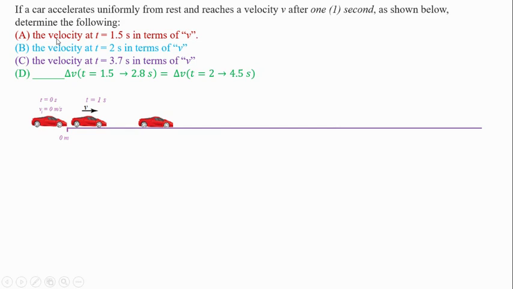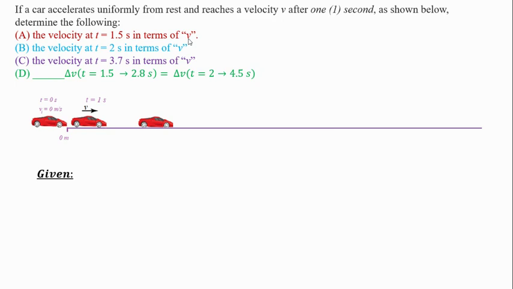It says here in part A, find the velocity at t equals 1.5 seconds. So essentially it's saying find the final velocity at 1.5 seconds, except express your answer in terms of v. So here it doesn't really care what the number is, it just wants you to express it in terms of the given variable again. All right, so let's knock out part A.